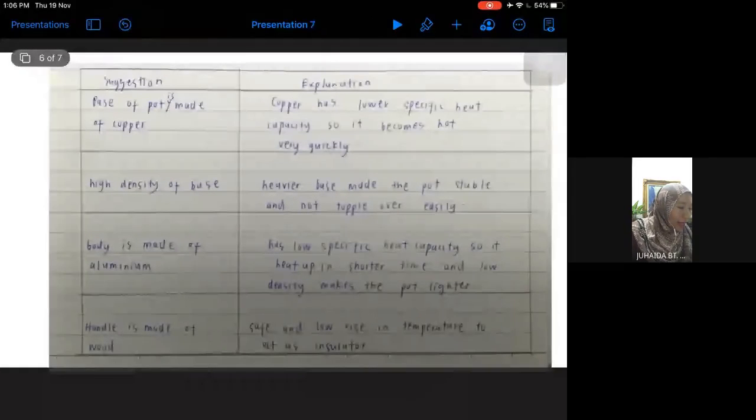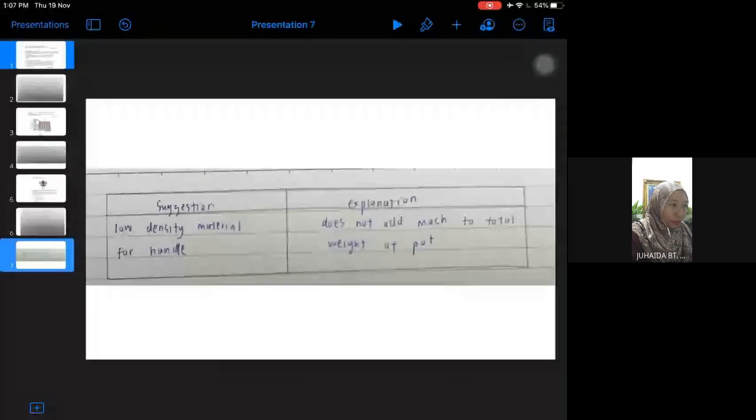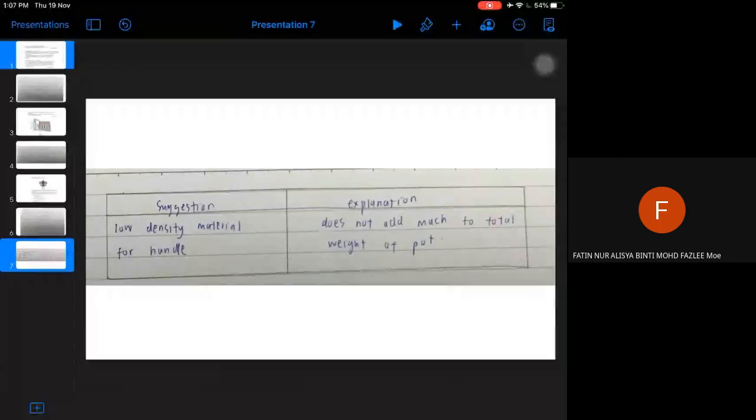Okay, lagi ni pun kita boleh, okay, dah settle. Okay, so kita dah dapat 3, so kita nak lagi 2 karakteristik. So kita boleh masuk kepada other suitable features. Okay, so last point you tadi apa, Dura? Low density material for handle.